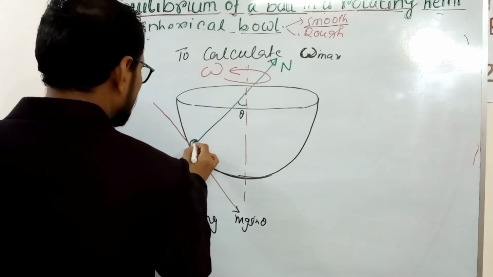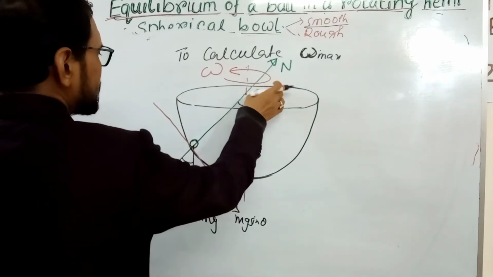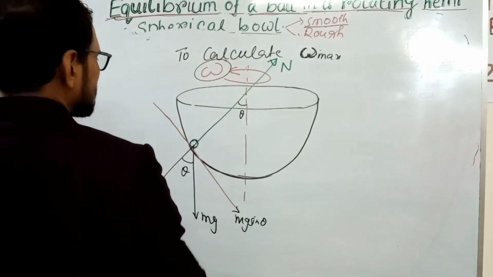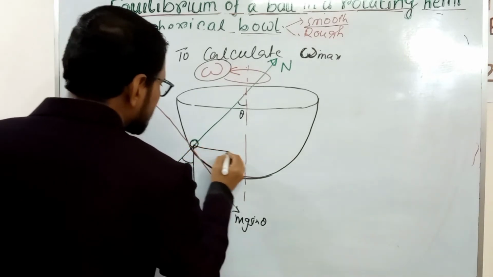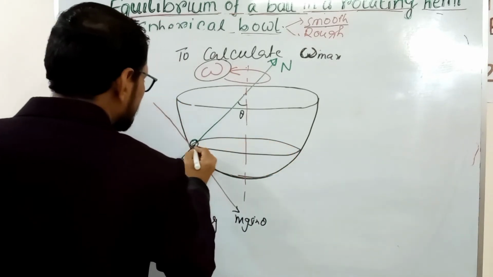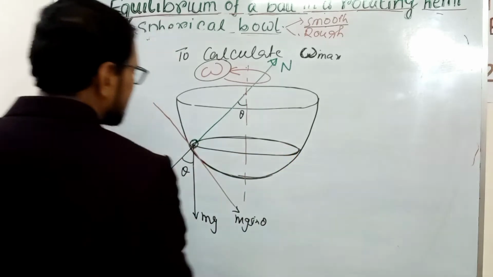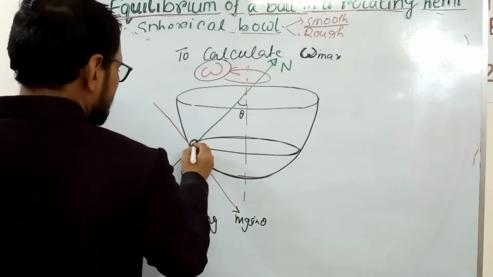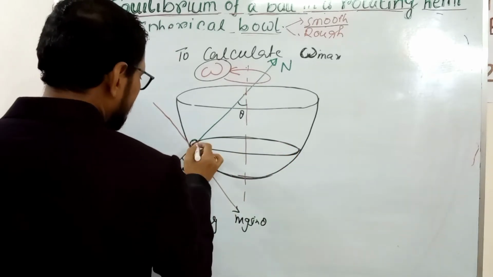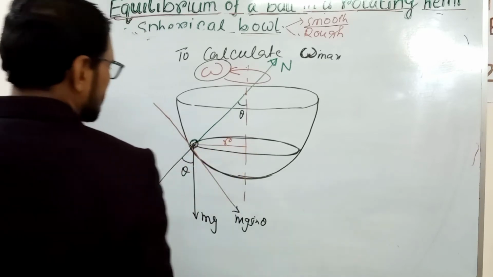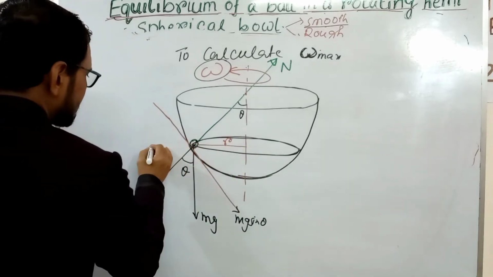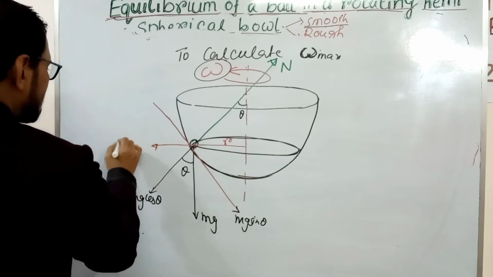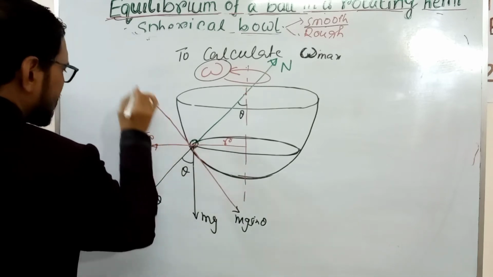Centrifugal force: the ball rotates. If the hemispherical bowl rotates with angular velocity omega, then this ball rotates with the same angular velocity omega along this circle. Now the centrifugal force acts in this direction, radially outward, m omega square r.